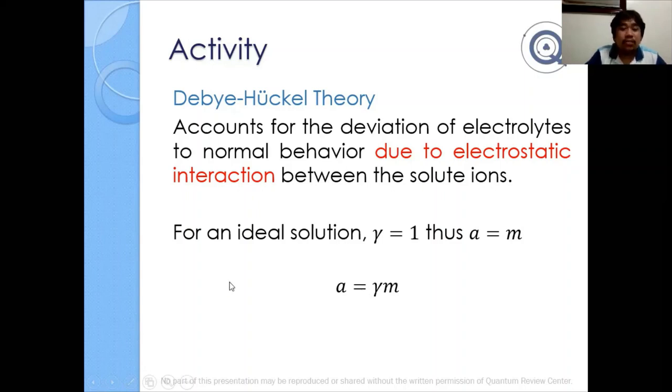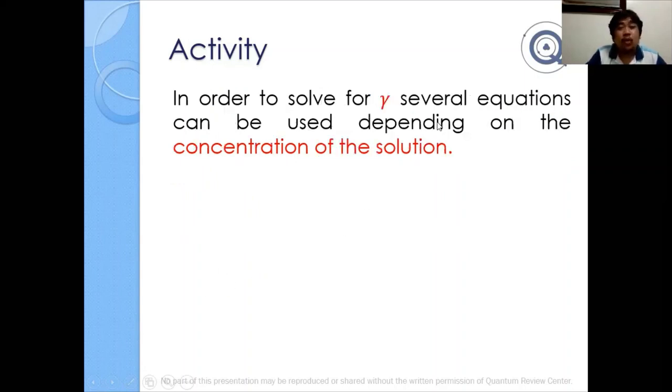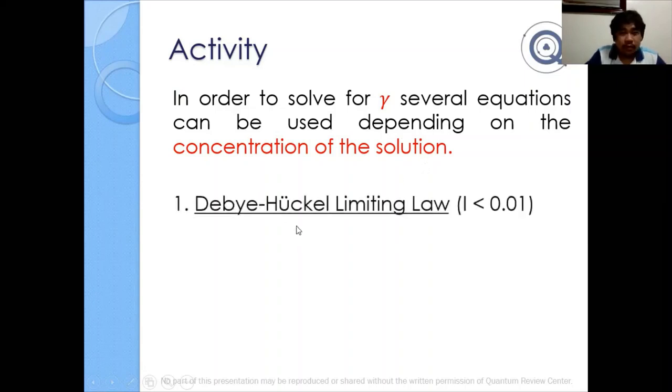So A is equal to gamma times M. In order to solve for gamma, several equations can be used depending on the concentration of the solution. This is the most famous, the Debye-Hückel limiting law, or the DHLL. It is in paper, you should use it if the I is ionic strength.